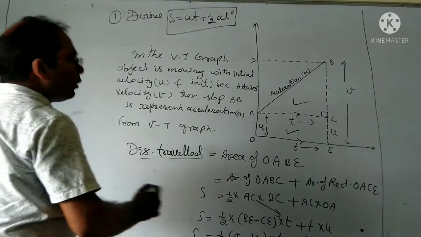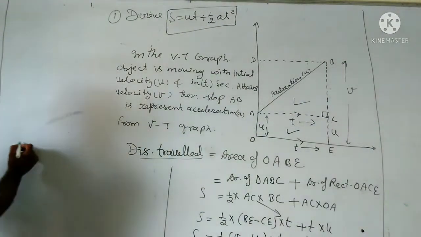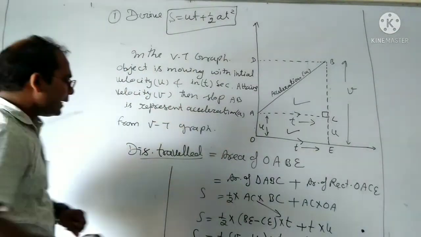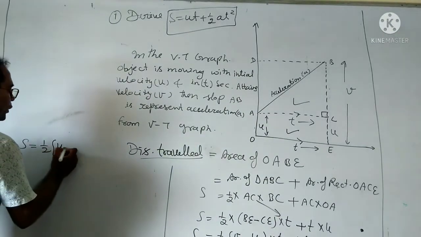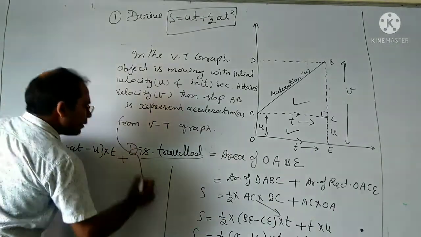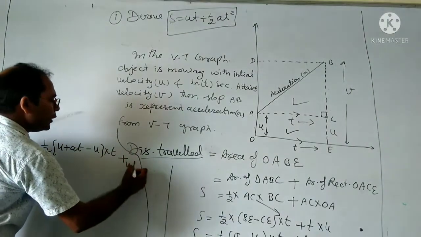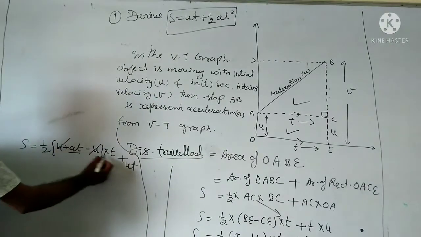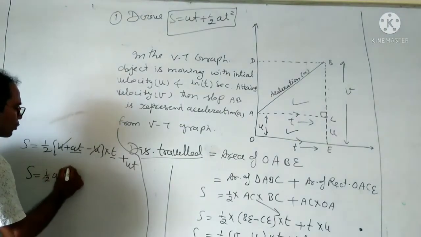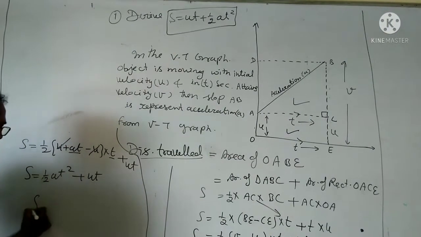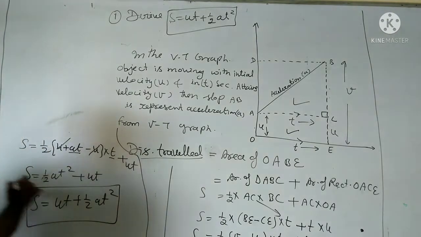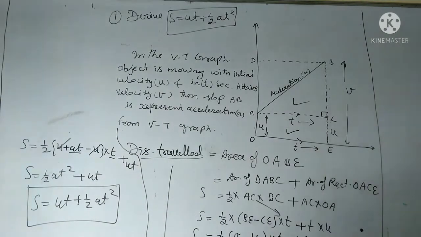Okay, now S equals to the value of V. We can write down from the first equation, V equals to U plus AT. So what will come? 1 upon 2 into U plus AT minus U into T, plus what will remain? UT. U and U cancel. AT into T, then it will be 1 upon 2 AT square plus UT. Writing in the proper form, it will be UT plus half AT square. This is the second equation of motion represented by the graphical method.